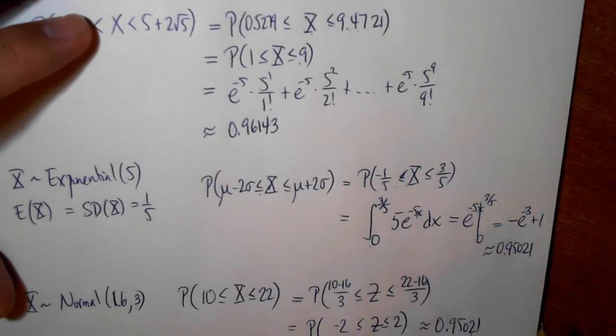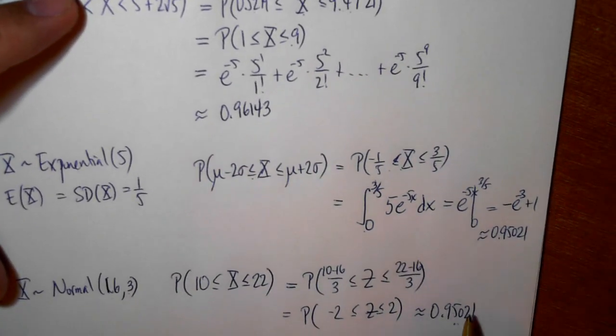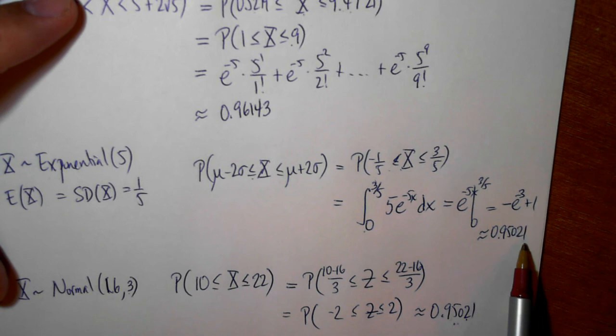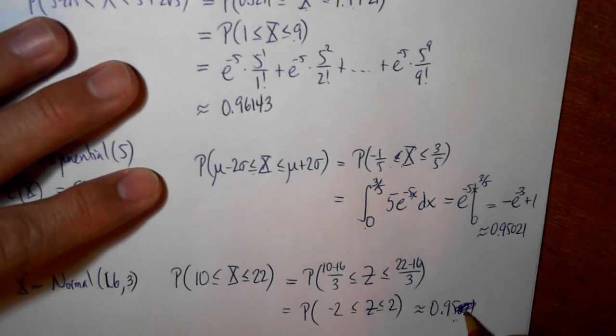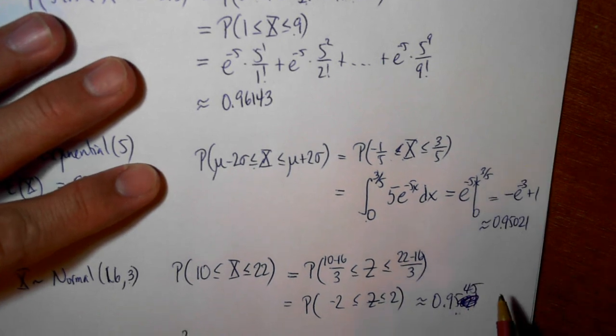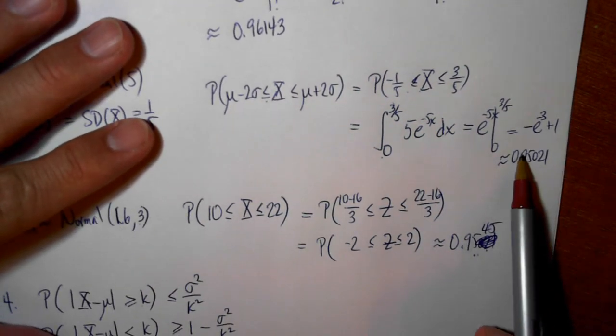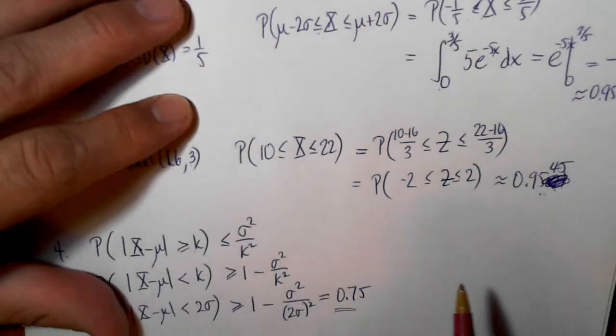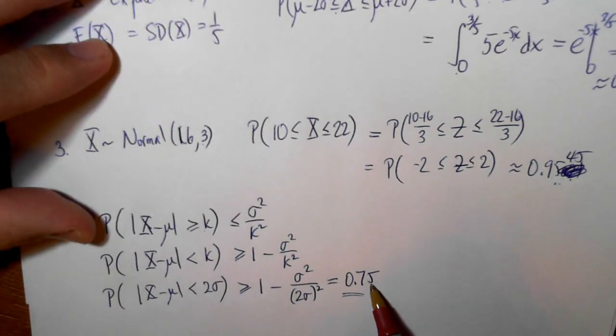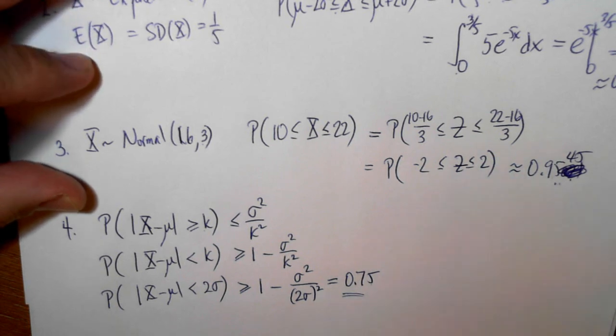Indeed, if we take a look back, that's larger than 0.975. This one was larger than 0.975. Sorry, I wrote this incorrectly. That's 0.95. I apologize. That's larger than 0.75, and that's larger than 0.75. So all of these answers are larger than 0.75, as expected by Chebyshev's inequality.